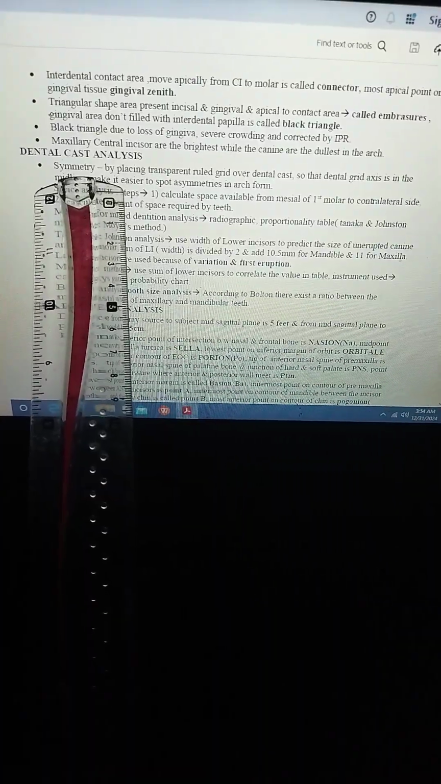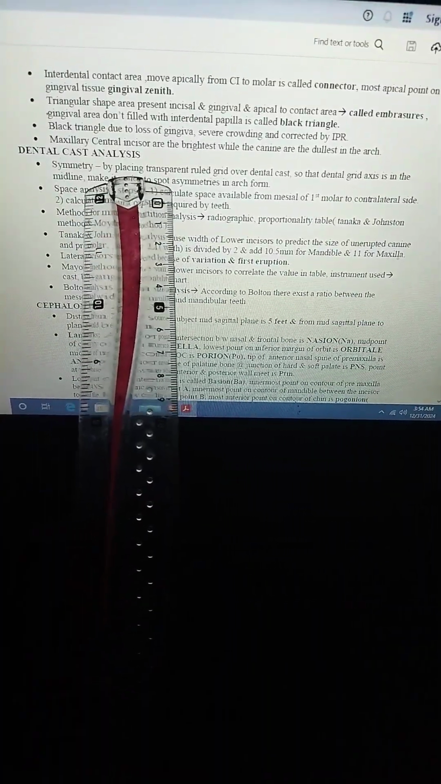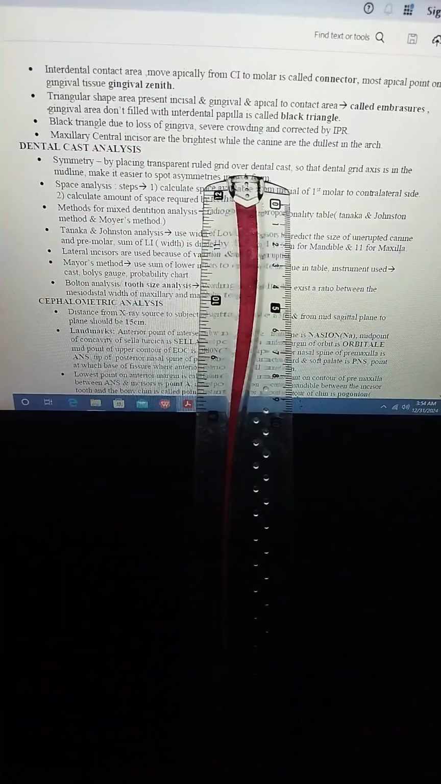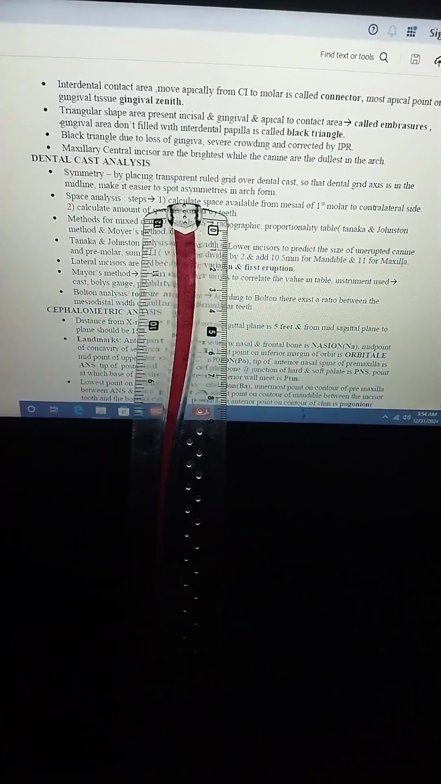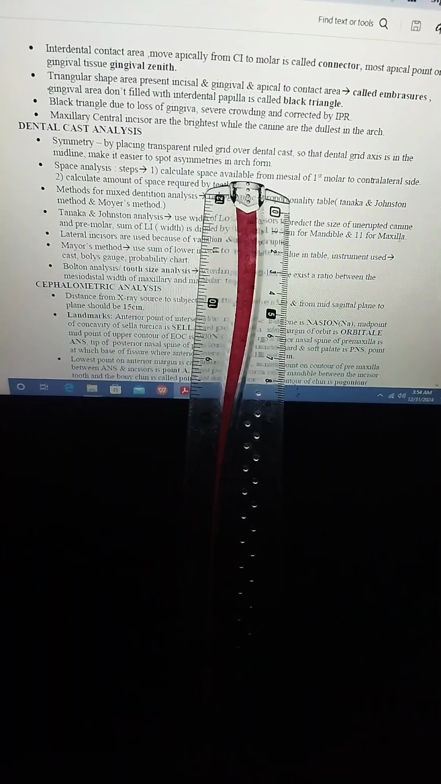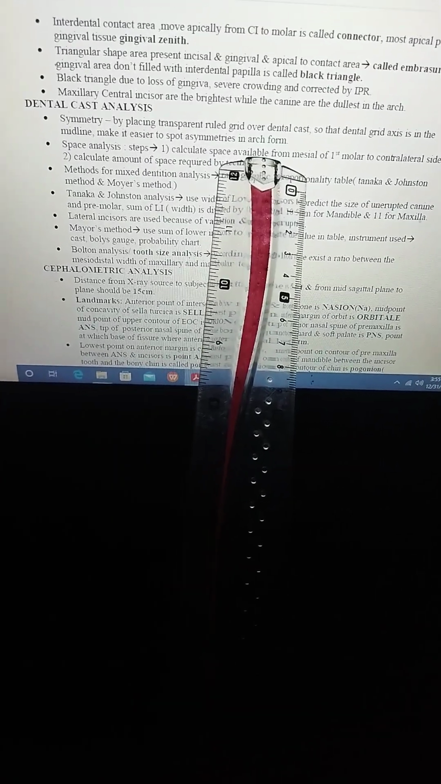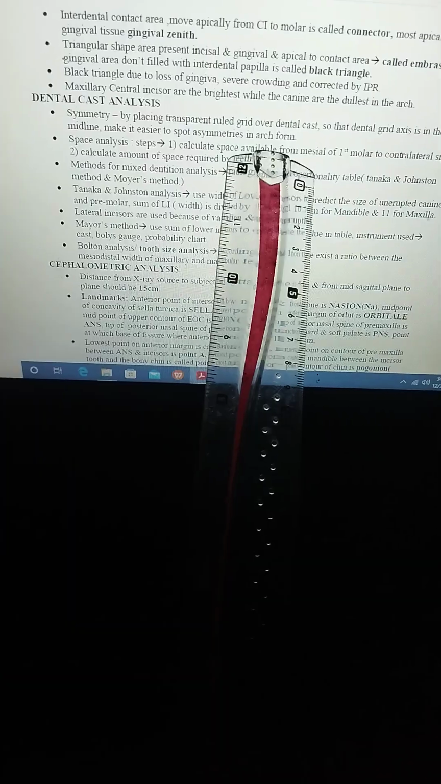Dental cast analysis: check symmetry by placing a transparent ruled grid over the dental cast so that the grid axis is on the midline. This makes it easier to spot asymmetries in the arch form. If you are unable to understand this point, just open your final year BDS orthodontic book. Okay, that is, I think, contemporary.